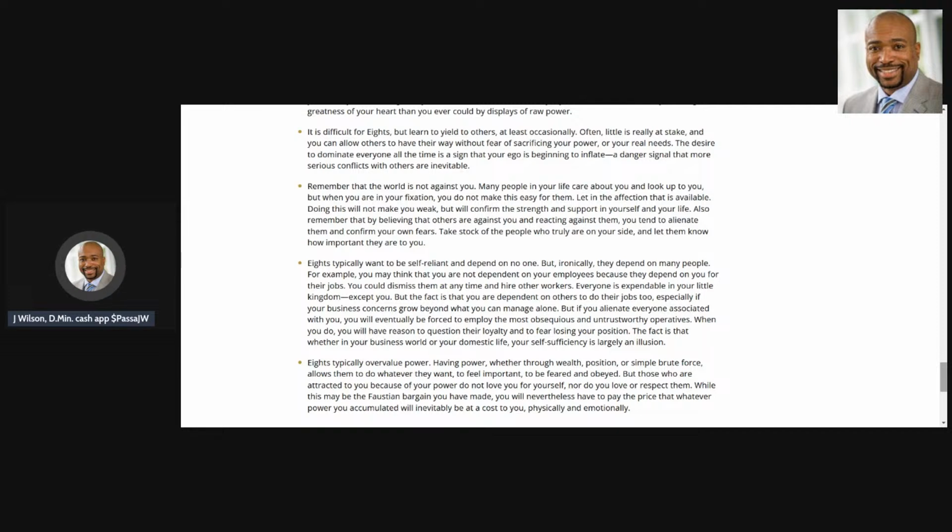Remember that the world is not against you. Many people in your life care about you and look up to you, but when you are in your fixation, you do not make this easy for them. Let the affection that is available in. Doing this will not make you weak, but will confirm the strength and support in yourself and your life.